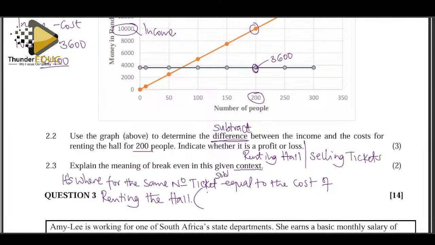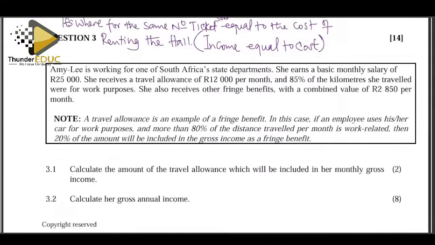Someone else would say it's where income equals costs. Others would say revenue equals expense. All right. That marks the end of question number 2. We go to question number 3. Question number 3 looks at what we call taxation. Okay, let's continue and see.